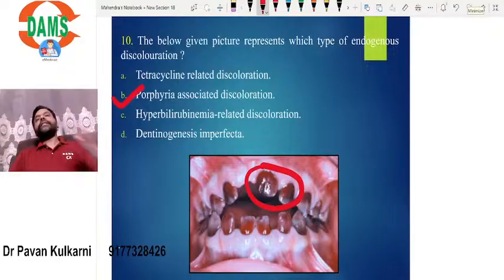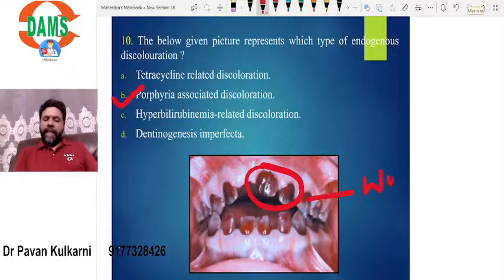So we know that all these examples are conditions where there will be tooth discoloration. Tetracycline-related discoloration: we know that tetracycline is an antibiotic which should be avoided till 8 years of age. During pregnancy it should be avoided, otherwise it will lead to yellowish, grayish yellow discoloration of the tooth. Porphyria is a genetic disorder in which porphyrins are deposited in the teeth. So this is a brownish discoloration of the tooth.